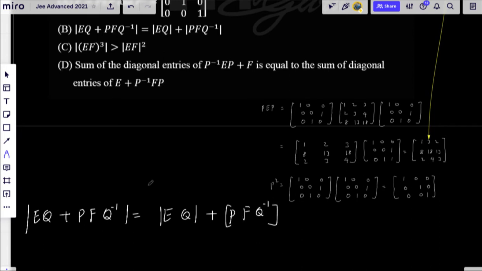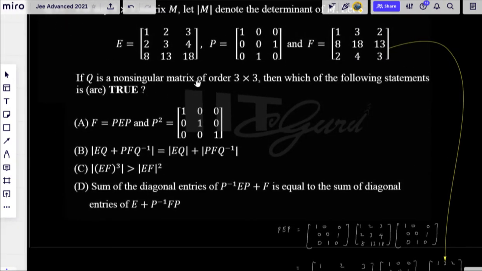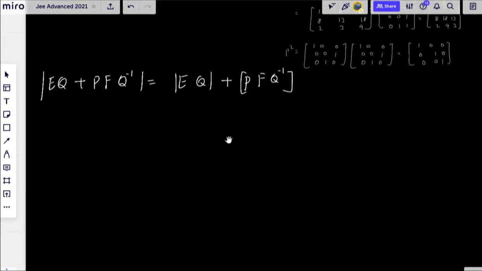Okay, where Q is, there is no information about Q over here, as Q is only a non-singular matrix of order 3 into 3, and which of the following is admissible. So no information is given about Q, just only mod Q shouldn't be equal to 0 as it is non-singular. So what do you say here?